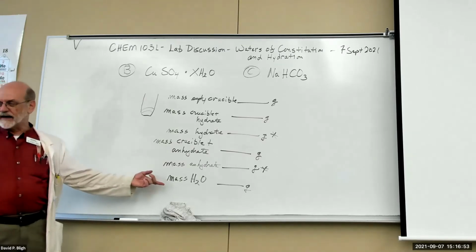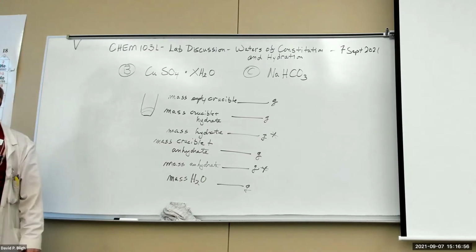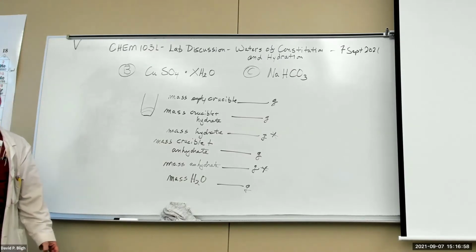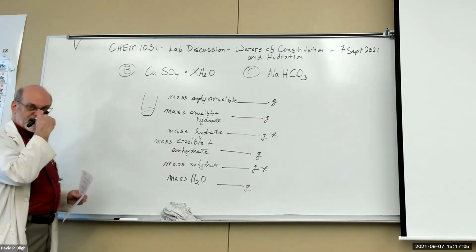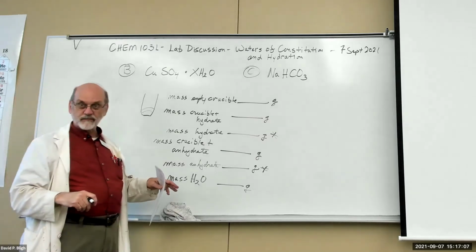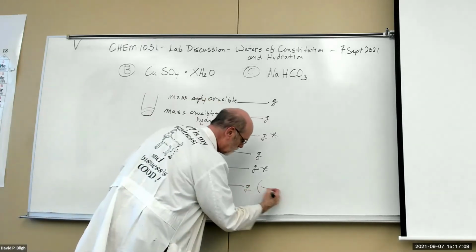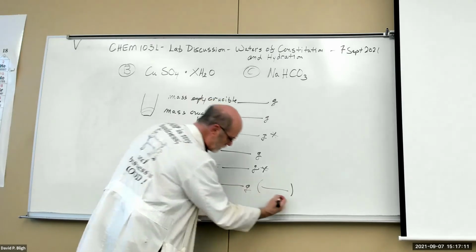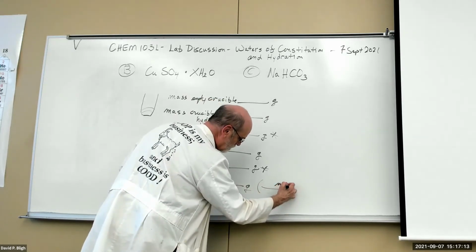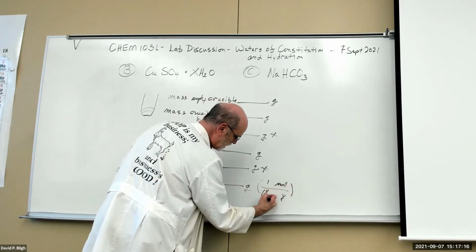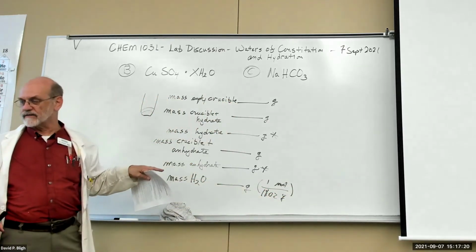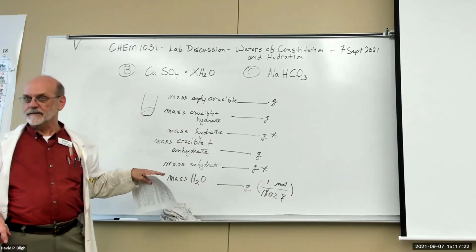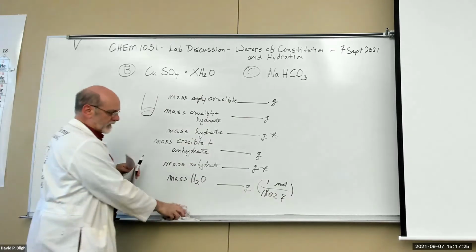Now, how many moles is that? Divide that by 18.02. If you've got the mass of water and you want to change it to moles, numerator, denominator: so many moles per 18.02 grams. Divide that into this value. That's the moles of water you have. Correct? Okay.